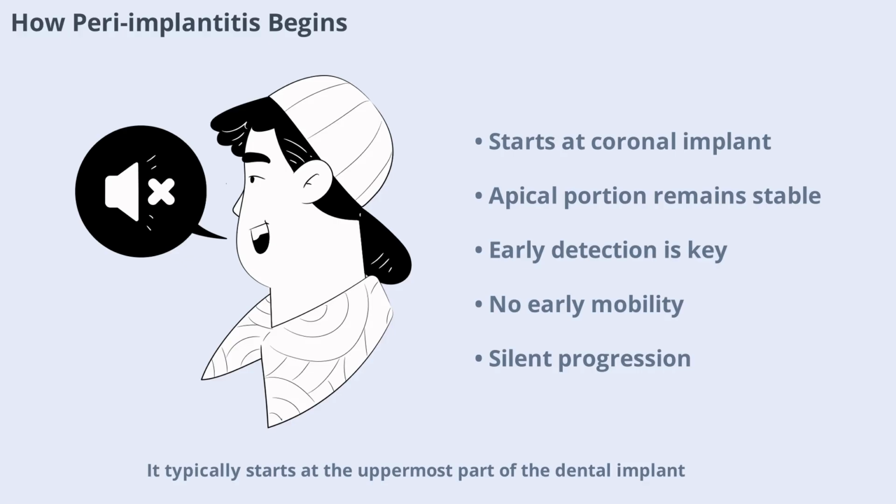It typically starts at the uppermost part of the dental implant, known as the coronal portion. Here, inflammation and bone loss begin to develop, while the deeper, apical portion of the implant remains securely integrated with the bone. This means that, in the early stages, patients may not notice any movement or instability in their implant. The disease can progress quietly, making regular dental checkups essential for early detection. Recognizing the initial site of peri-implantitis helps dental professionals focus their examinations and interventions where they are most needed.